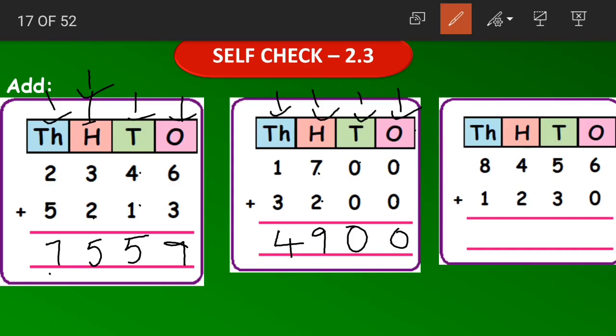Moving on to the third question. In the ones place, we have 6 plus 0. You remember children, whenever we add 0 to a number or when a number is added to a 0, the answer will be the number itself.